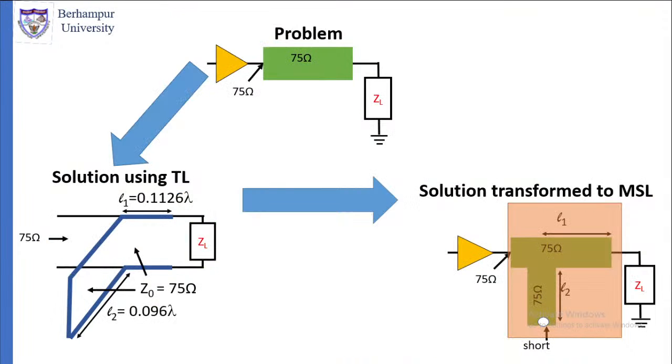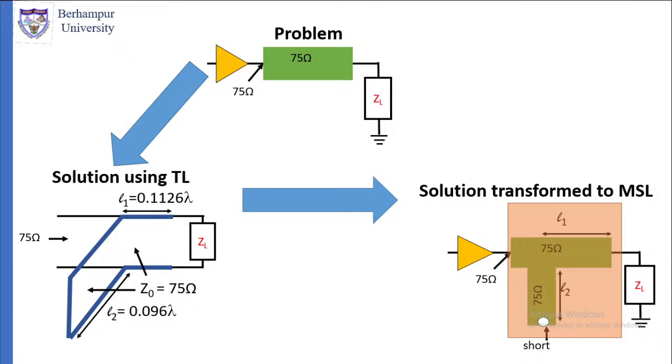Then let us look at if you are given a problem, this is the problem. Solve it first in terms of the transmission line. So you can see here we have found out L1 to be 0.1126 lambda, L2 is equal to 0.096 lambda, and the characteristic impedance is 50 ohm for the stub and for the main line. So these are in terms of transmission line. Then transform the solution to microstrip line.